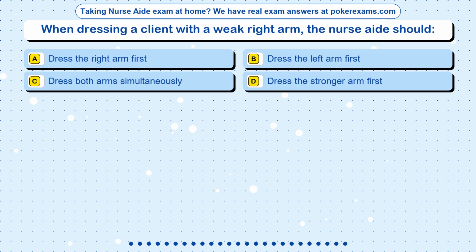Question 23. When dressing a client with a weak right arm, the nurse aide should: Option A. Dress the right arm first. Option B. Dress the left arm first. Option C. Dress both arms simultaneously. Option D. Dress the stronger arm first.